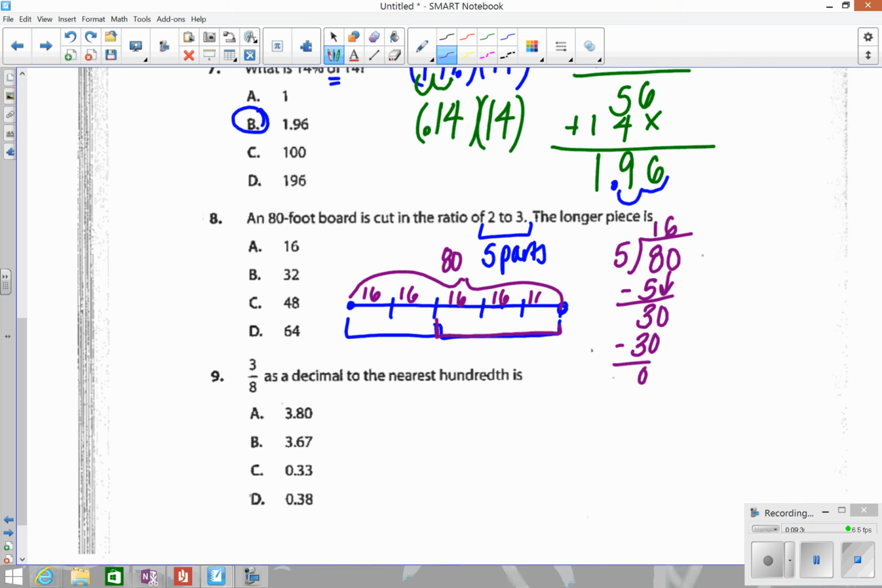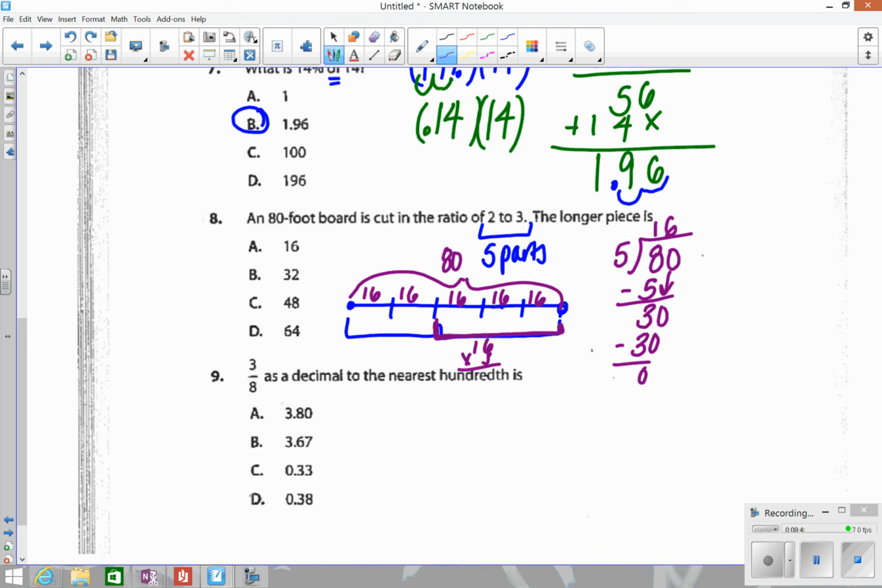So if you want to find the length of the longer piece, well, that means you have to add these up. So 16 plus 16 plus 16. So 16 plus 16 is 32. Plus another 16 is going to be 48. So essentially what I did was 16 times 3.